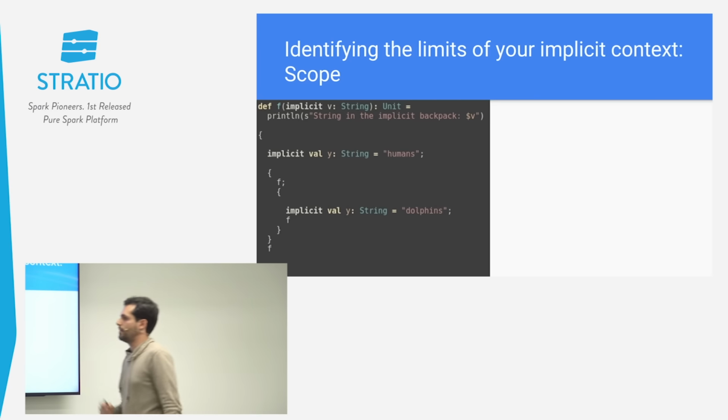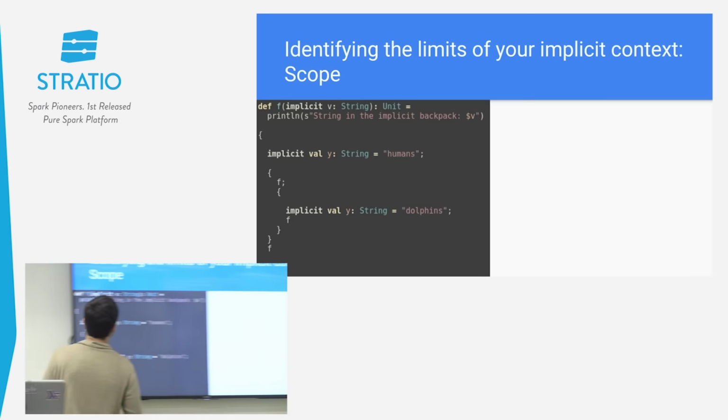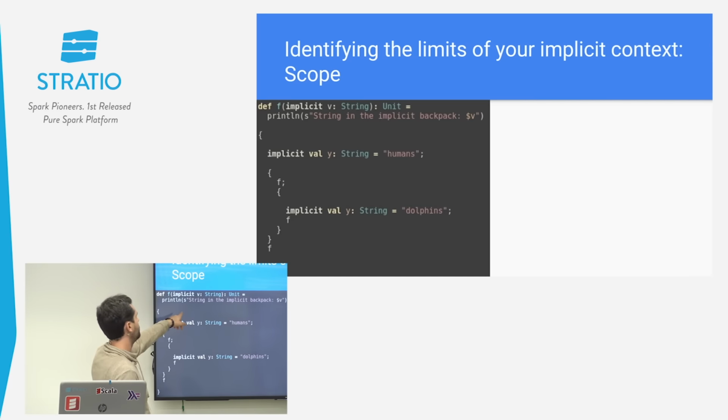Let's see this example about that. We have a function receiving an implicit value. The only thing it does with it is call println, showing a message. Basically, it's showing what implicit resolution the compiler has performed. So we start with this scope. In this scope, we have y with the value humans. Forget about the word implicit. Just keep in mind that you have the identifier y of type string. And you then enter into this nested scope and call f.